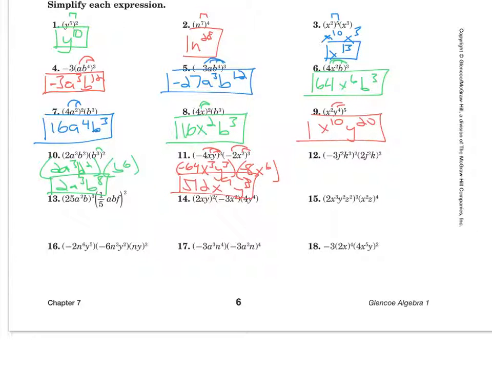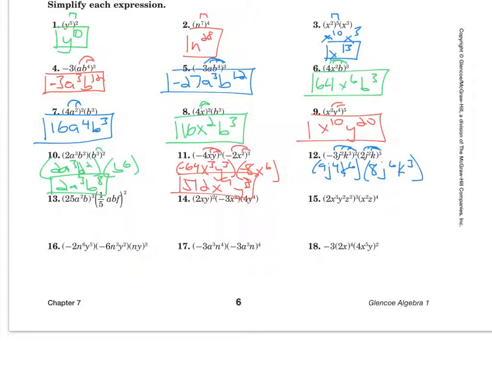Okay, number 12, we have to distribute the squared first, and the cubed. So distributing the squared into the first one, distribute the cubed into the second one. Okay, so negative 3 squared, or negative 3 times negative 3 is positive 9. Then j to the 2 times 2 power is j to the 4th, and k to the 3 times 2 power is k to the 6th. Okay, 2 to the 3rd power is 8. J to the 2 times 3 power is 6. K to the 1 times 3 power is k to the 3rd.